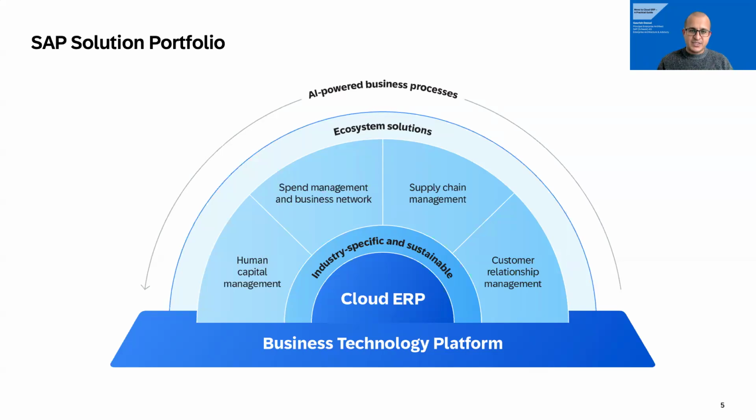Around that, we have the line of business solutions, and you'll see the new naming of the line of business solutions, which is human capital management, spend management, supply chain management, and customer relationship management. Around that, we have the partner ecosystem and solutions which are developed and run by partners, and then our AI-powered business processes. This is where we introduce Joule and business AI as an integral part of our strategy of becoming the #1 cloud application company and #1 business AI company.